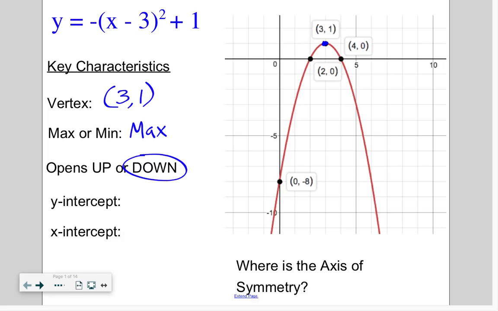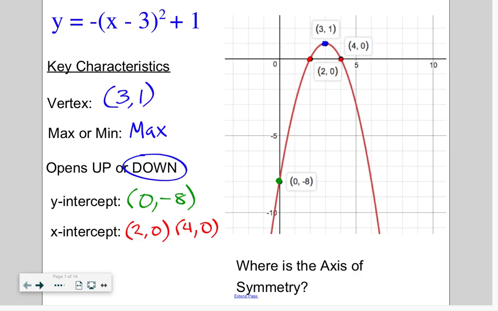Our y-intercept is the point where it crosses the y-axis. So in this case, it would be (0, -8). And our x-intercepts are the points where it is on the x-axis. In this case, there's (2, 0) and (4, 0). Sometimes there's only 1, and sometimes there's none. So having the picture of the graph is helpful to determine how many x-intercepts there are.